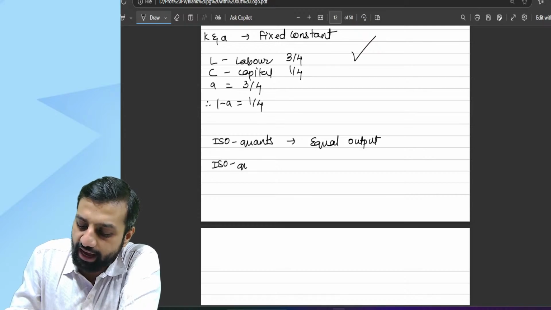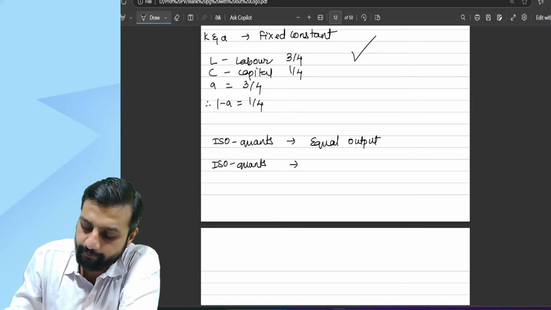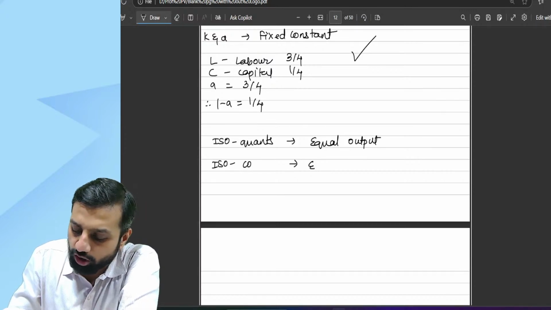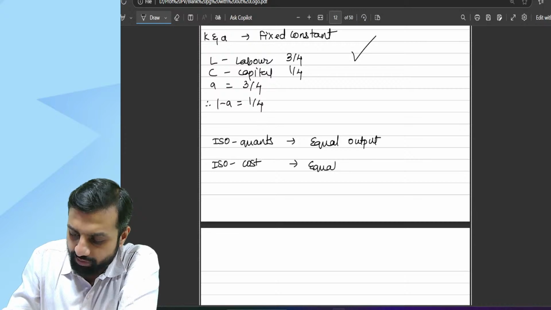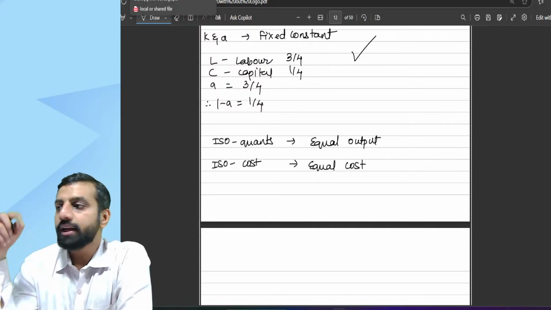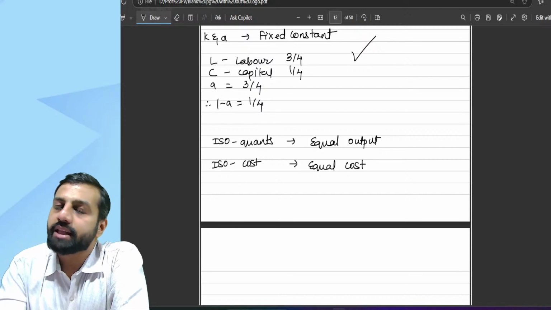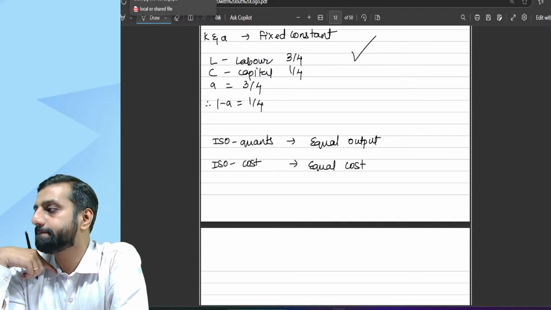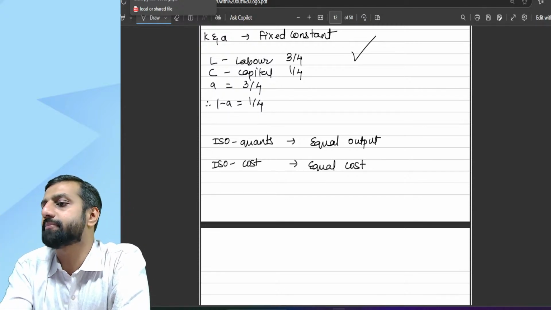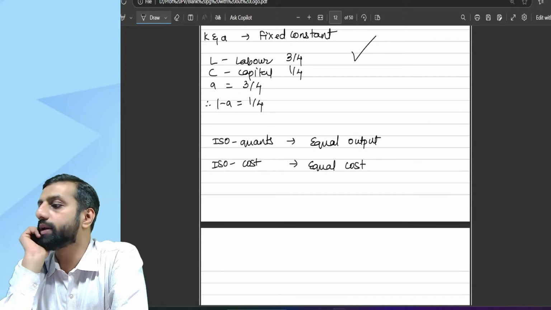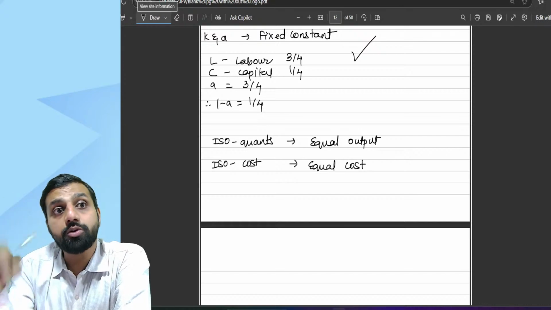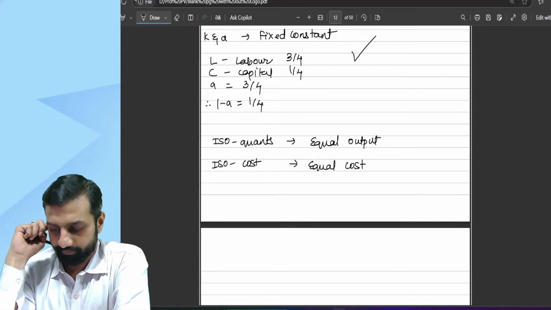Then there is iso cost, which means equal cost. The way we studied the budget line, there is a concept called the iso cost line. The way we studied consumer equilibrium, there is a concept called producer equilibrium. So isoquants are producer indifference curves.